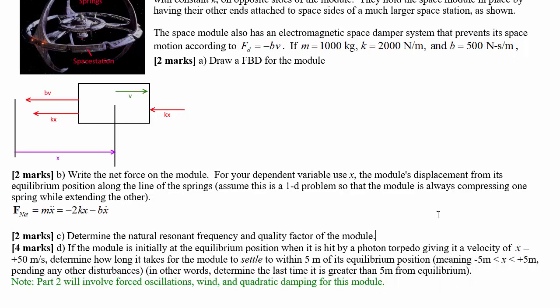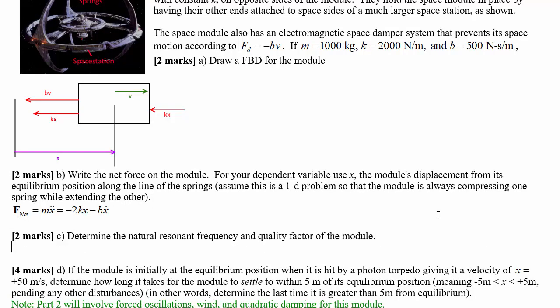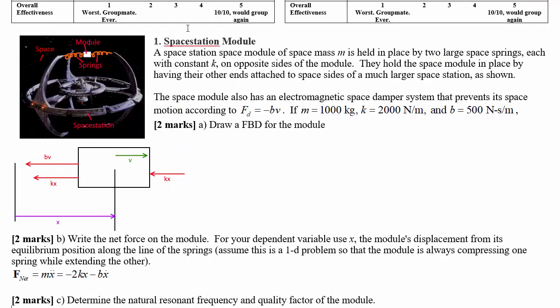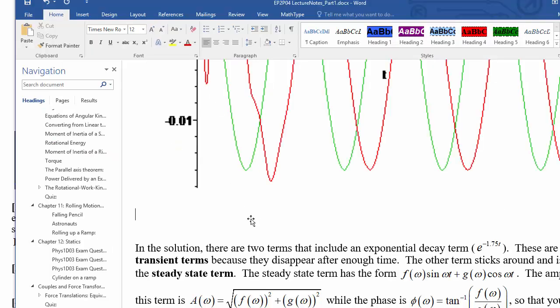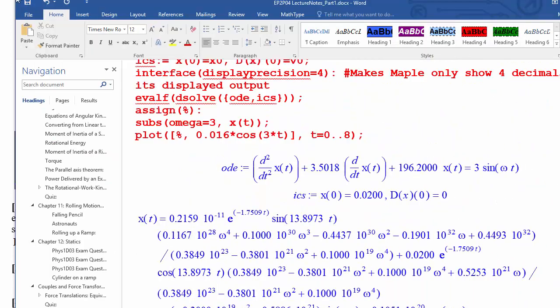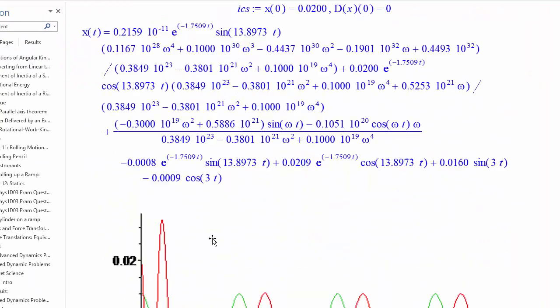Next part is figure out the natural resonant frequency and the quality factor of the module. So this is a classic mass spring system. Even though there's two springs, you see the effect that the second spring has on the system is exactly the same as having one spring with a spring constant of 2K. So if we go back to the lecture notes here, let's get this in a position that you guys can see.